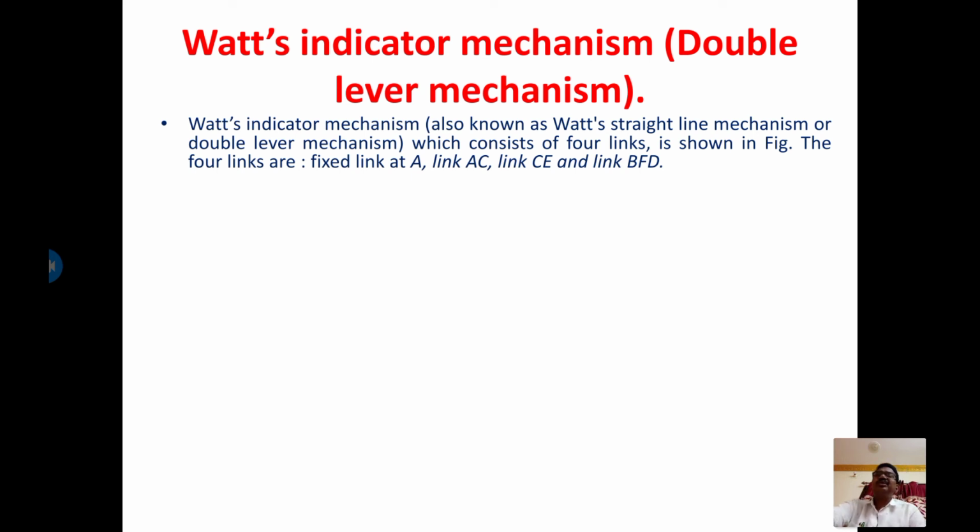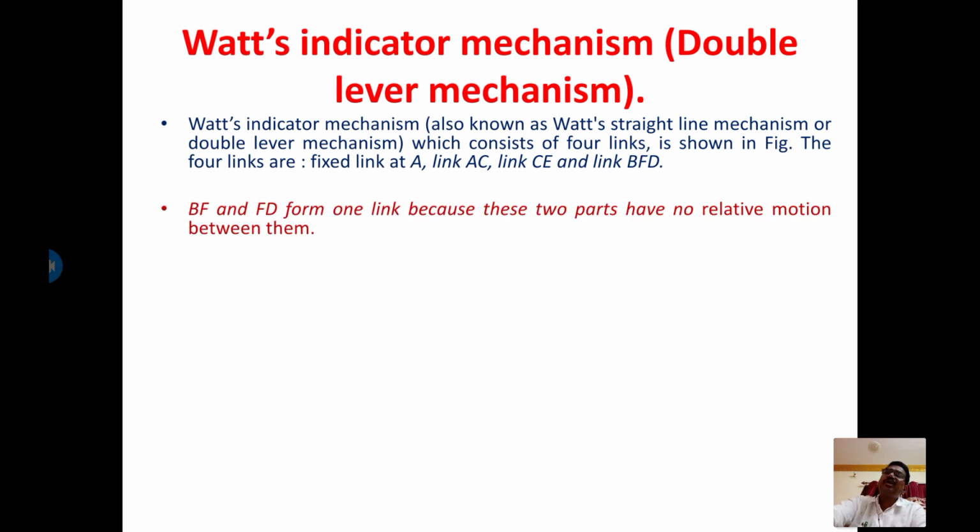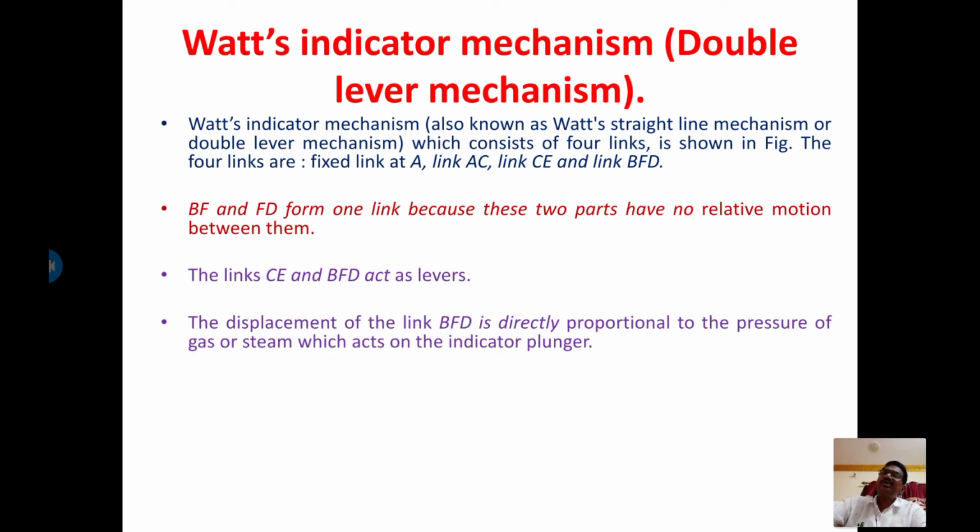Watt's straight line mechanism or double lever mechanism consists of 4 links. The 4 links are the fixed link at A, link AC, link CE and link BFD. BF and FD form one link because these two parts have no relative motion between them. BFD is the one link. The links CE and BFD act as levers. Double lever, that's why it is called the double lever mechanism.